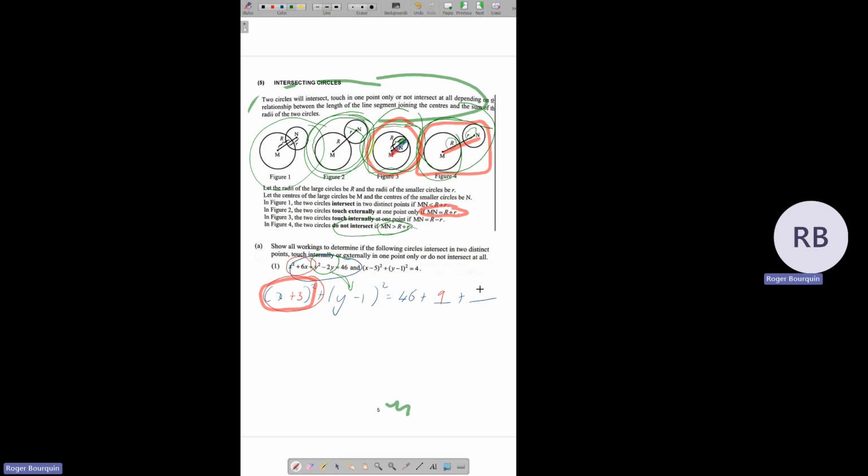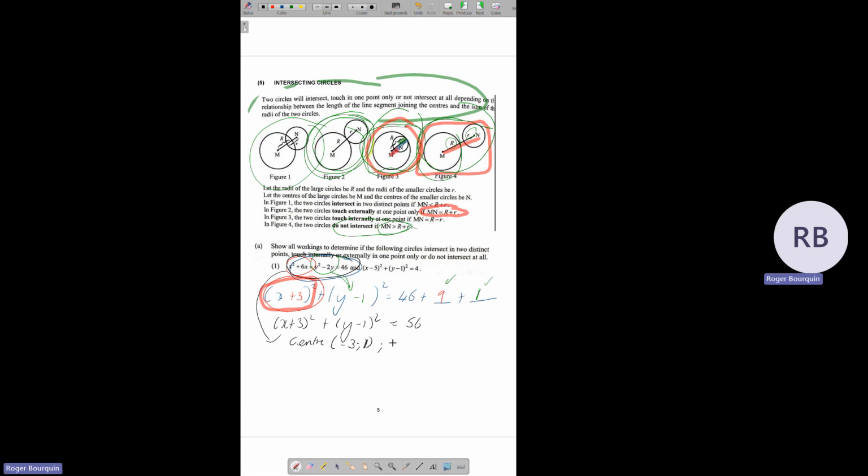Minus 1 squared is 1, so you've got to balance the right-hand side because you've added 9 to the left and 1 to the left. So you've got to add 9 to the right, and you've added 1 to the left, so you've got to add 1 to the right. Right, then I get x plus 3 squared plus y minus 1 squared is equal to 56.